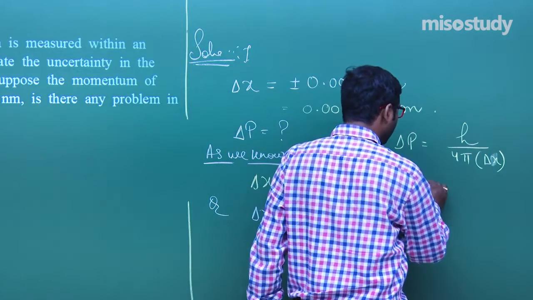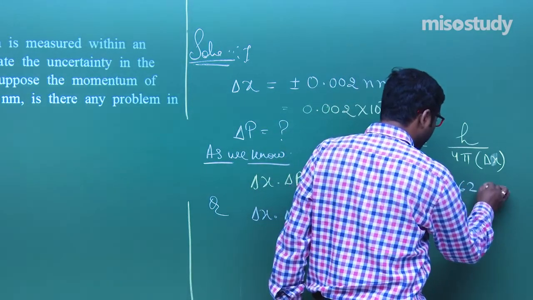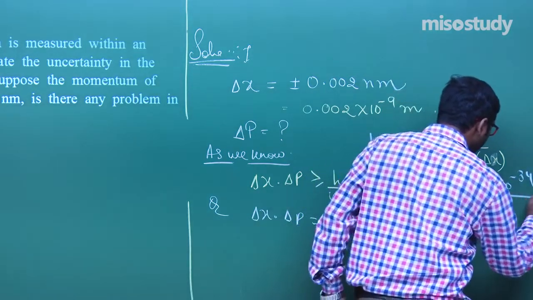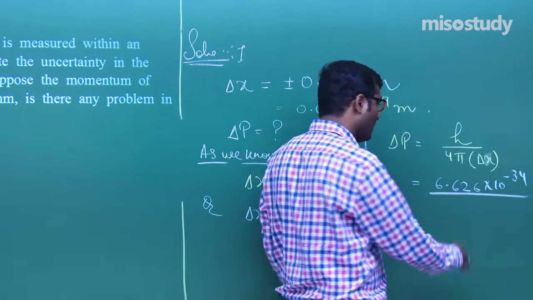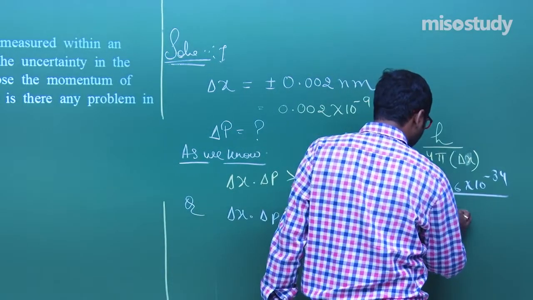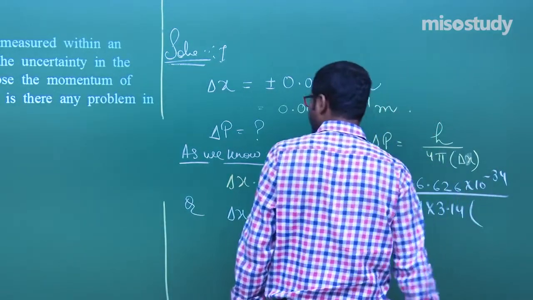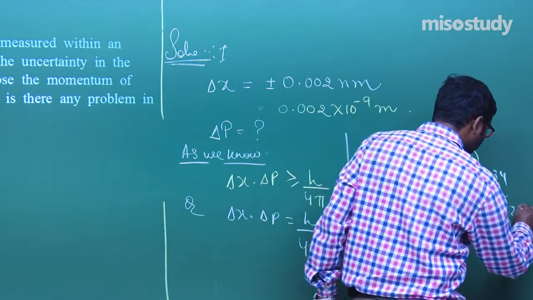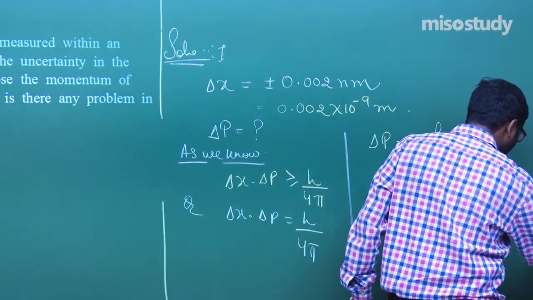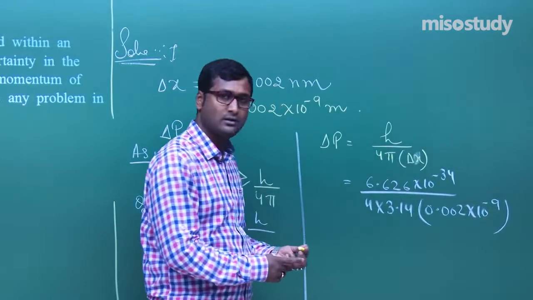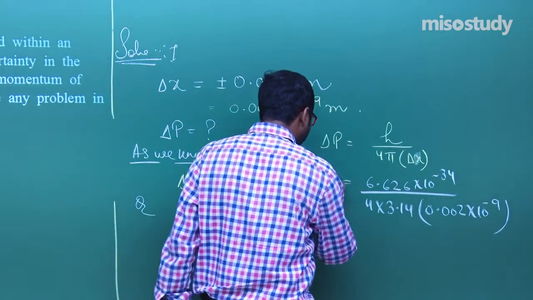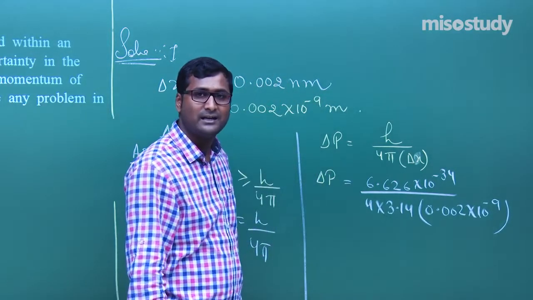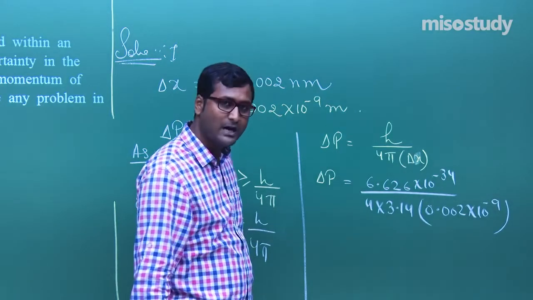Now what is the value of h? That is 6.626 into 10 to the power minus 34 joule second, upon 4 into 3.14, and what is delta x? Delta x is equal to 0.002 into 10 to the power minus 9 meter. After solving, what do we get? We get the value of delta P, the uncertainty in momentum. That is the first part of the question.